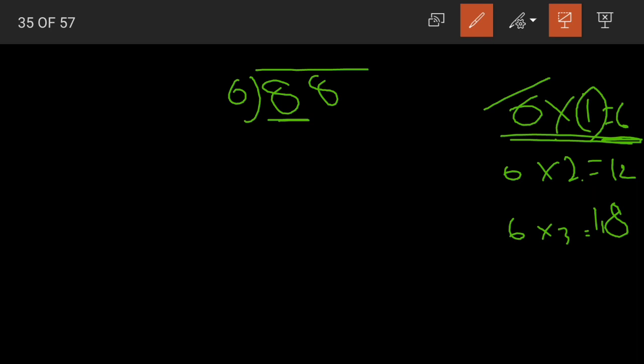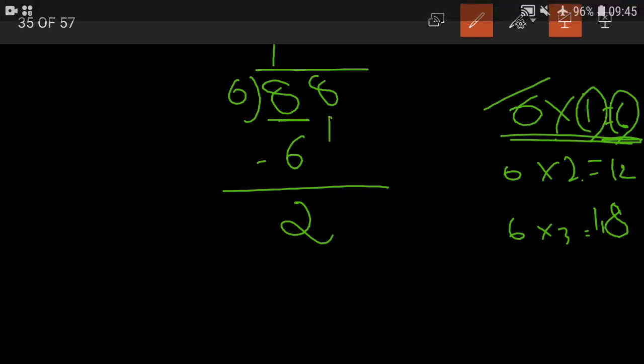Now this 1 will be written above our 8 in the quotient and this 6 will be written below our 8. The next step would be to subtract. 8 minus 6 is 2. Yes children. Now what should we do? We should bring the other digit down, which is in the ones place. 8 brought down, we are left with 28.